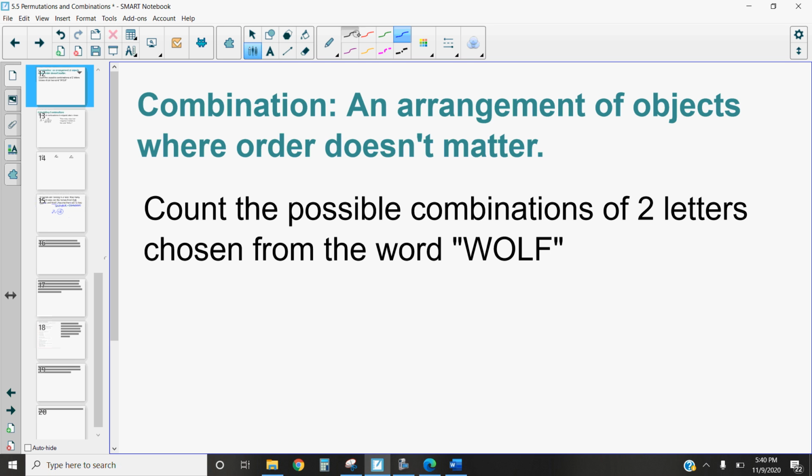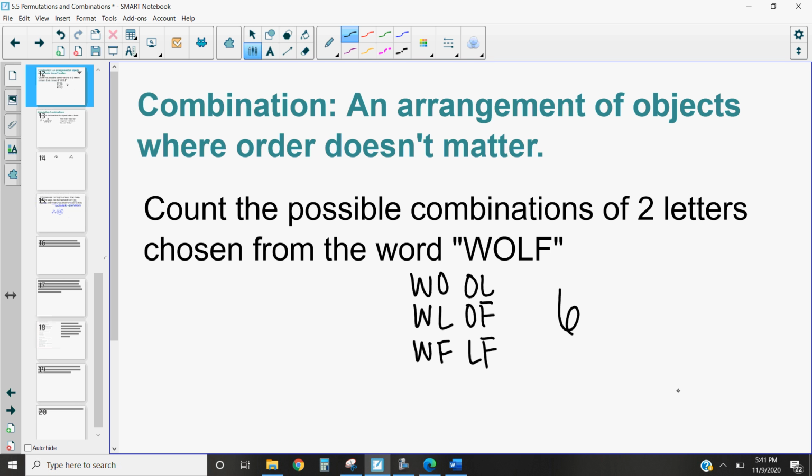wolf. Well, before, order mattered. So WO was different than OW. But in this case where order doesn't matter, those are the same thing. So let's talk about what all of our options are. We've got the option WO, WL, WF. We've got the options OW, which doesn't count, OL, OF, and the option LF. So total, we only have 6 outcomes.